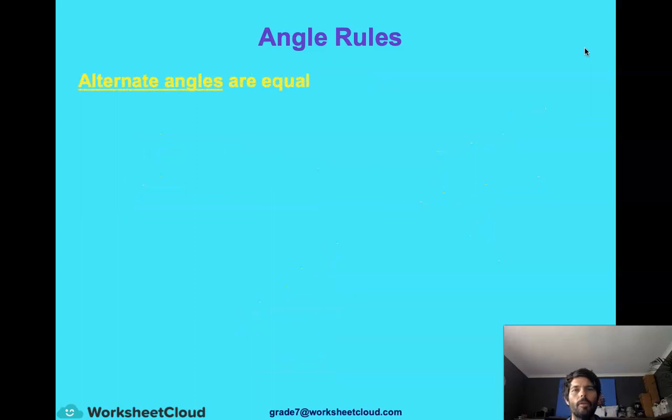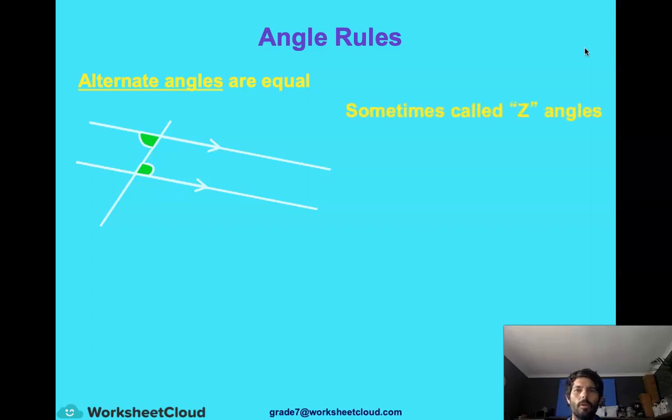Okay, then we get on to alternate angles. Okay, and again, we need two parallel lines, and again, we need a transversal. Notice that the transversal is not parallel to any of the other lines. All right, and here we are looking at those two green angles. Now, those two green angles are equal, and they are equal because alternate angles, which are called Z angles, there you can see my Z, they are equal because those two lines are parallel.